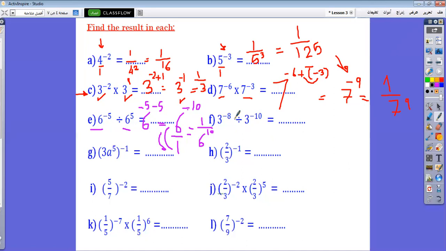Let's start to answer number F: 3 power negative 8 divided by 3 power negative 10. We have the same base, so I will subtract the powers because I'm dividing. So negative 8 minus negative 10. Don't forget that you have negative 10 on the other side. Negative by negative equals positive, so negative 8 plus 10 equals 2. So it will be 3 power 2, which is equal to 9.